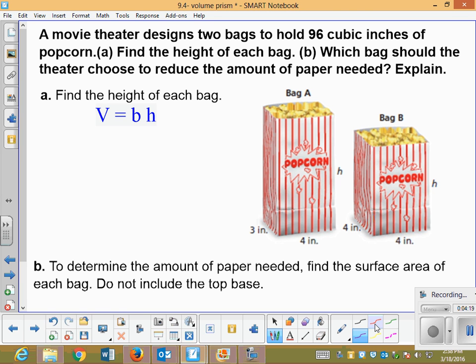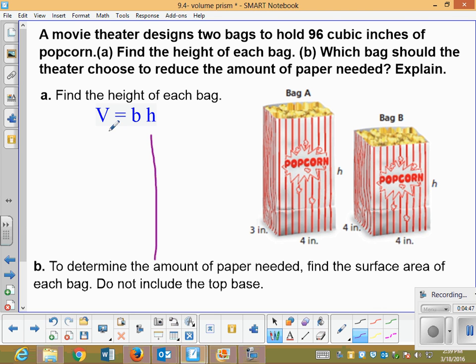We're going to try to see which one the movie theater should use to save paper. It says a movie theater designs two bags to hold 96 cubic inches of popcorn. It says here, find the height of each bag. Which bag should the theater choose to reduce the amount of paper needed? For this one, we're going to split this in half. We're going to do bag A and bag B.